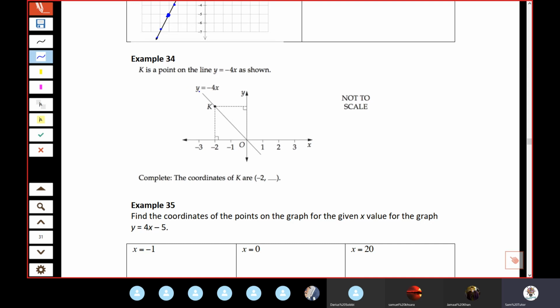K is a point that lies on this line, y equals negative 4x. The coordinates of K are negative 2, and what would the y value be? Anyone have any ideas of how to work out the y value of this if it lies on this line?